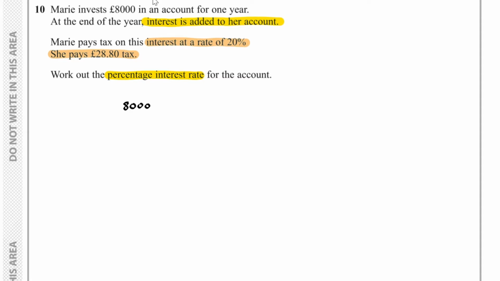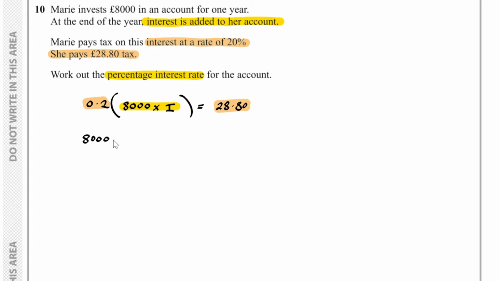So we've got 8,000 times by the interest rate. So at the end of the year she's got a certain amount of money. And then what's happening is she's paying 20% of tax on this amount. So we've got 0.2, which corresponds to the 20%. So she's got 20% of this amount, and this is equal to 28.80. And our objective is to find out what I is.